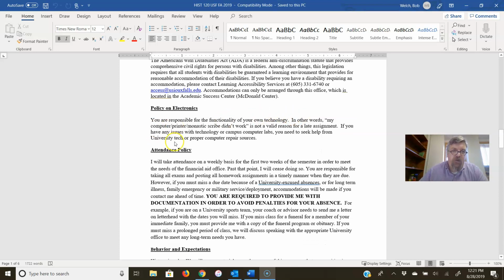As far as electronics go, you have to maintain your computer. Your computer needs to be in fully functional working order. It's not going to be a valid reason to have a late assignment if you say your assignment works or my USF isn't working. You have to work in a timely enough manner to get your assignments turned in on time and taken care of so that if you catch these issues, they can be dealt with ahead of time.